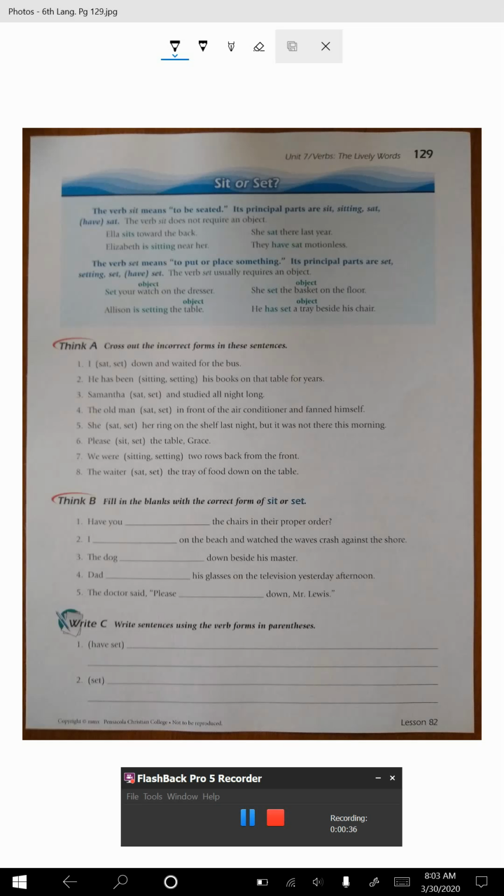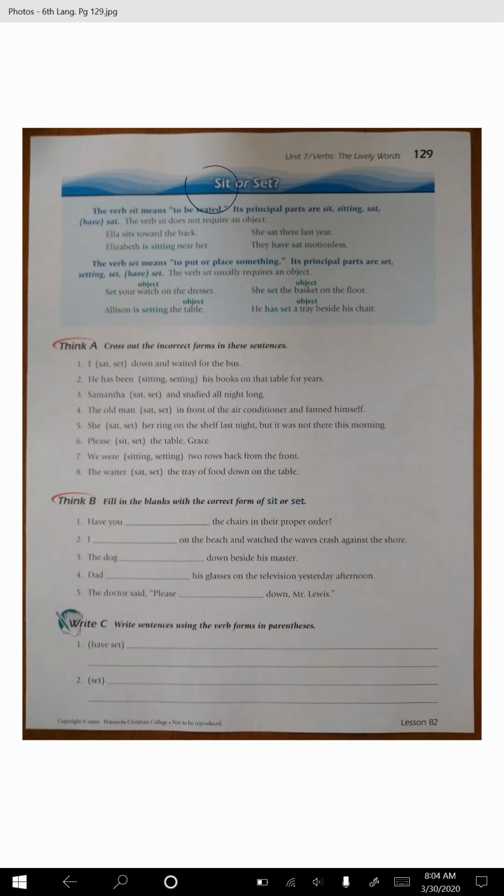Today we're going to do sit or set. Sit or set is pretty difficult, not as difficult as rise and raise, but sit or set can be a little difficult too. Sit means to recline, like I'm doing right now. I'm sitting in a nice comfy chair while I teach you, which is kind of cool. Set is what I did to my books next to me. I set them down.